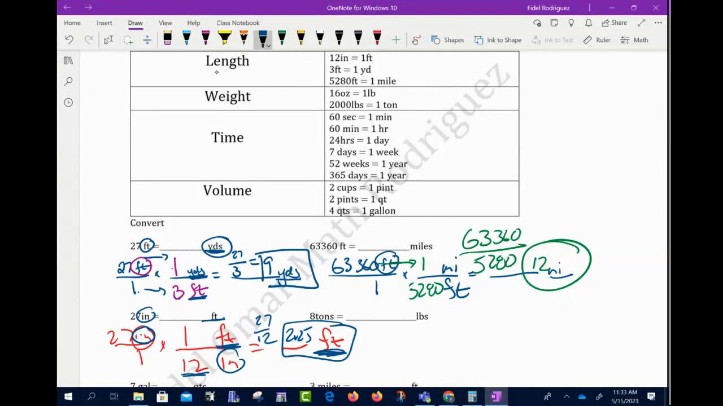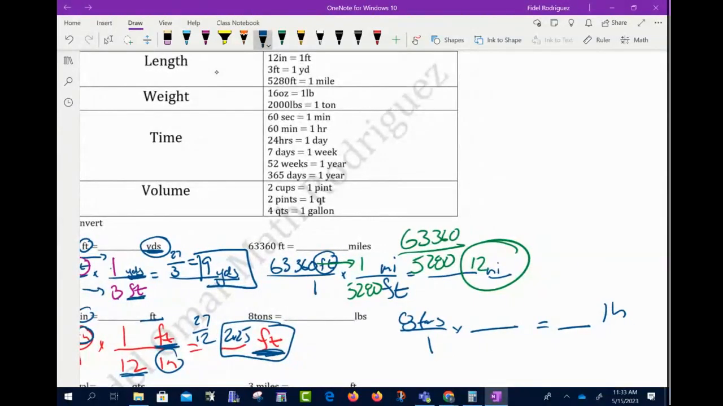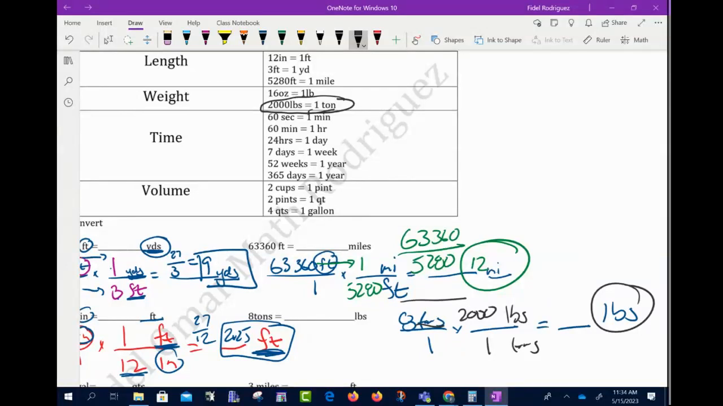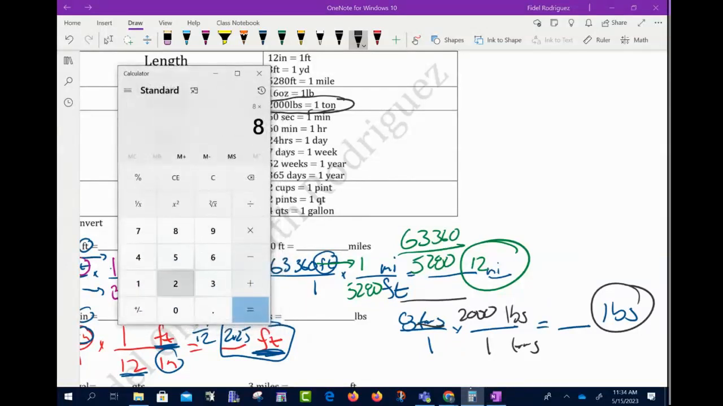So look, y'all, 8 tons to pounds. I'm going to write it like this: 8 tons over 1 times something equals my answer in what? Pounds. So what do we want to end up with? Pounds. So I'm going to put pounds right here. I have tons here, so I'm going to put tons right here. 2,000 pounds, so I'm going to put 2,000 on top, is the same thing as how many tons? 1. Multiply straight across. What's 8 times 2,000?